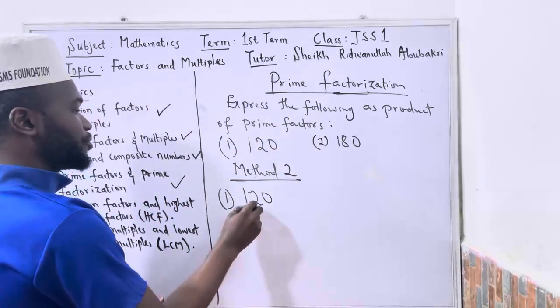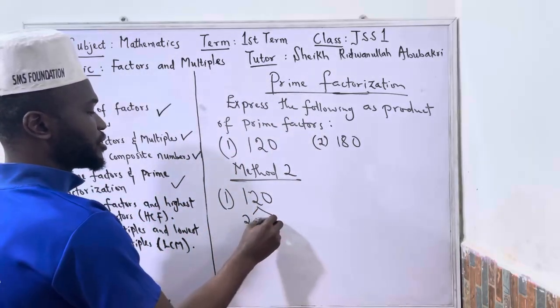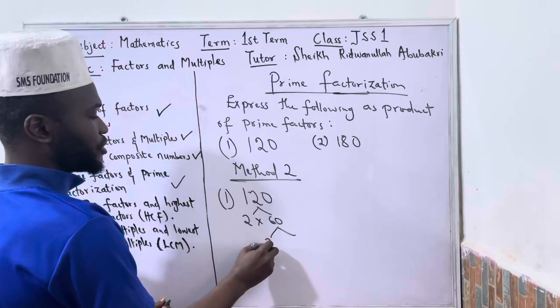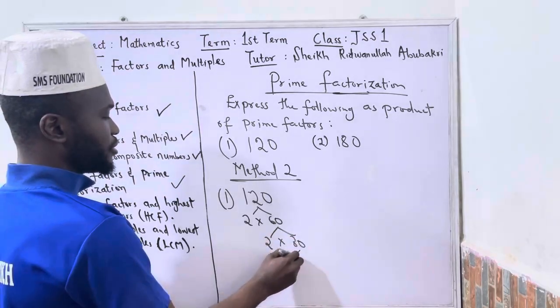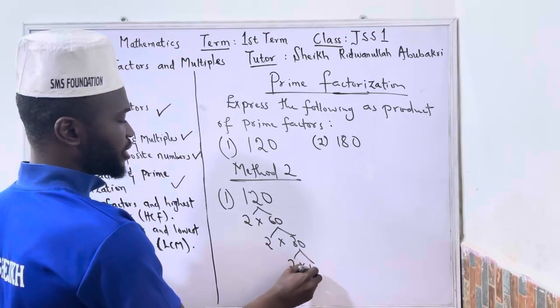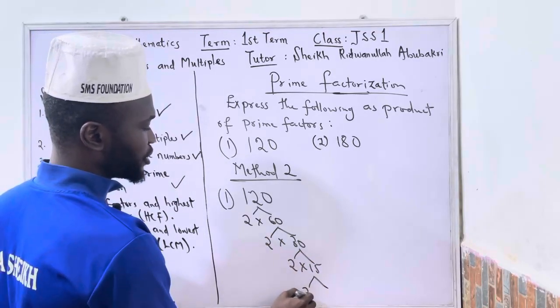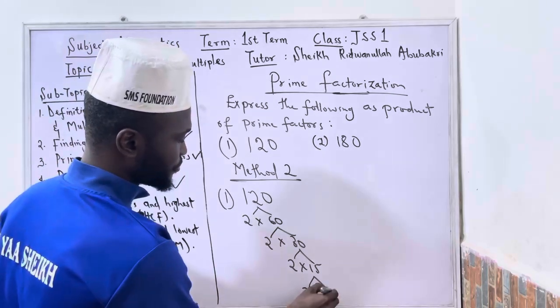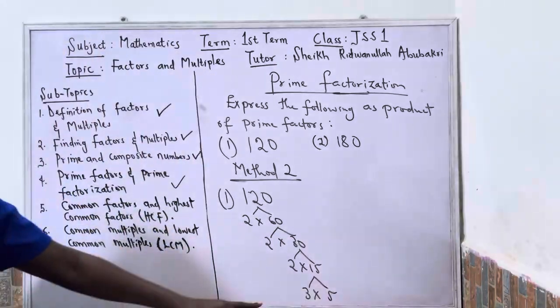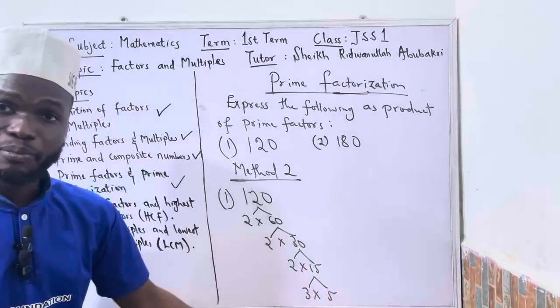So this will be 2 times 60. This will be 2 times 30. This will be 2 times 15. And this will be 3 times 15. 3 times 5. Now, everything here is a prime number.